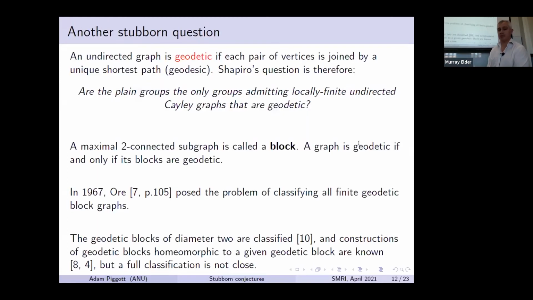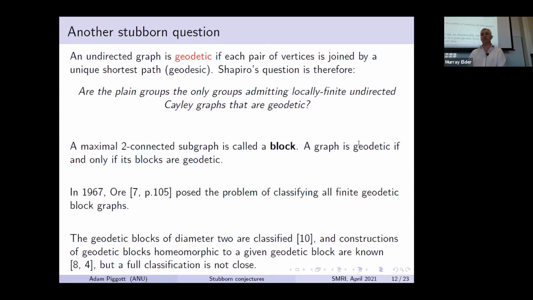Now we've got another stubborn question. An undirected graph is geodetic, a word I've used a few times before, if each pair of vertices is joined by a unique shortest path. So Shapiro's question is therefore, are the plane groups the only groups admitting locally finite undirected Cayley graphs that are geodetic? You have to throw in locally finite because otherwise you could take your infinite group and just declare every non-trivial element to be a generator, and you've got yourself a not locally finite but geodetic graph. So we're only interested in the locally finite ones, and we're asking which groups admit Cayley graphs that are geodetic.